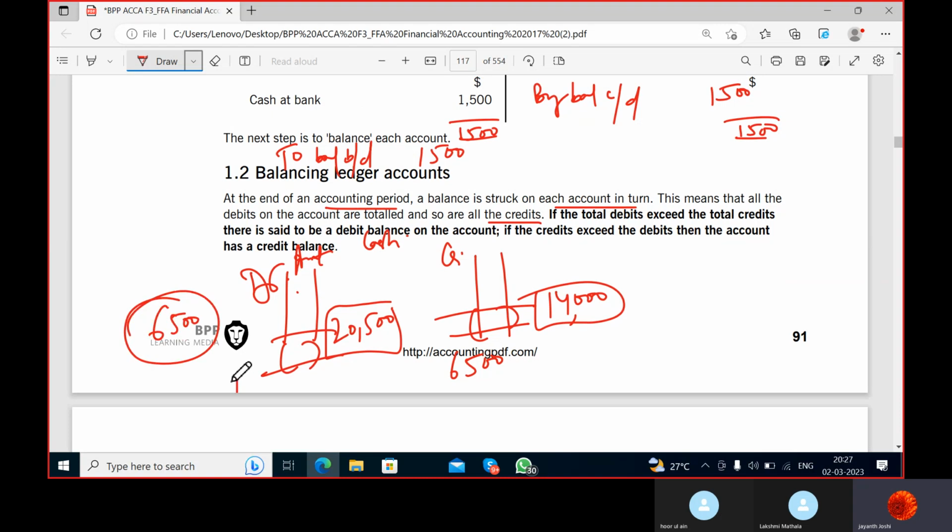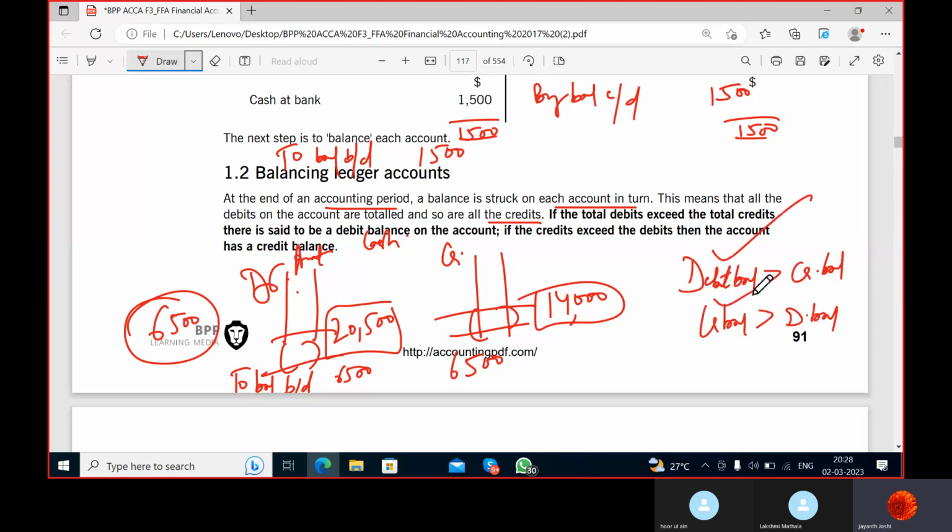Am I right? We write balance brought down here only. Please tell me, yes or no? Yes, sir. So whenever you see the debit balance exceeds or is more than the credit balance, it is a debit balance, and if the credit balance exceeds, which balance? Credit balance, correct? Yes, sir. When debit exceeds credit, debit balance. When credit exceeds debit, credit balance.